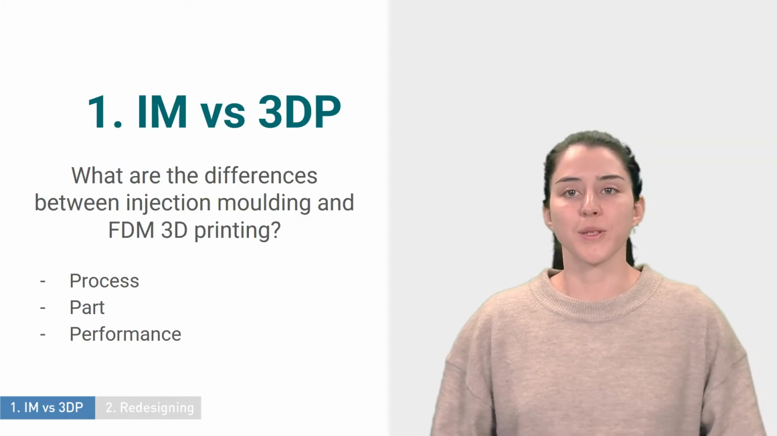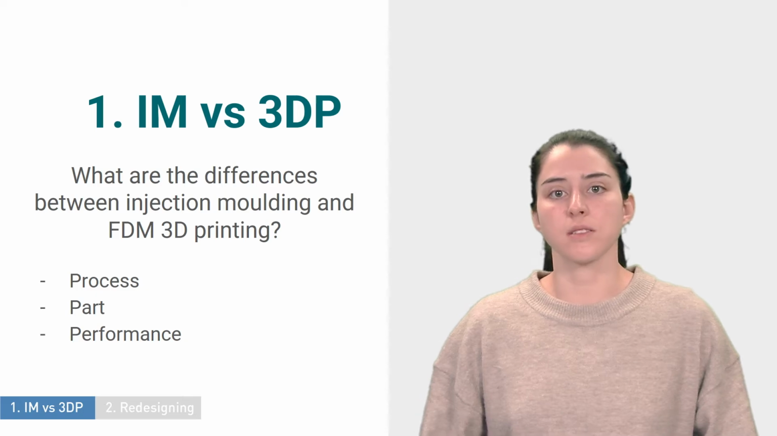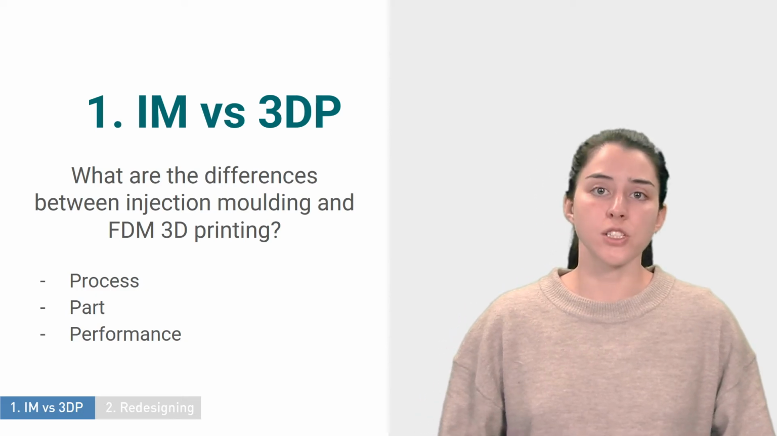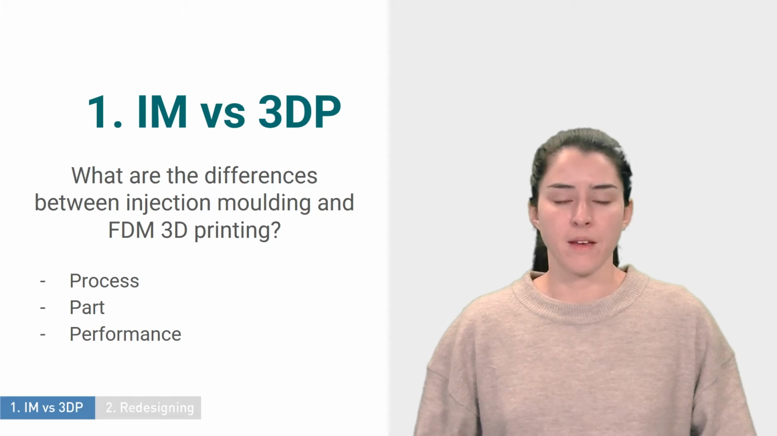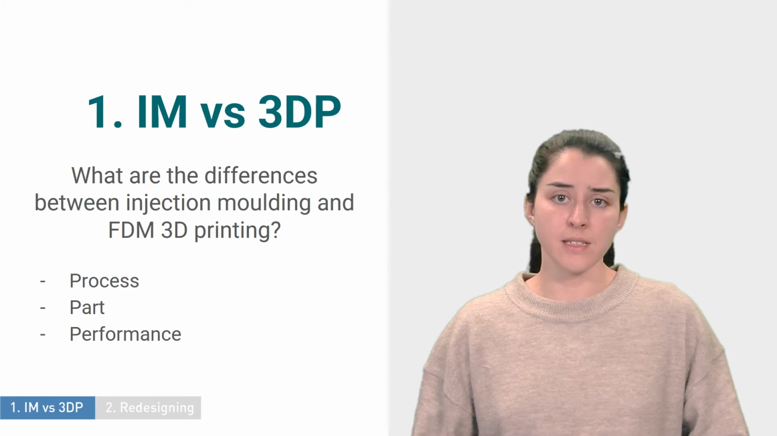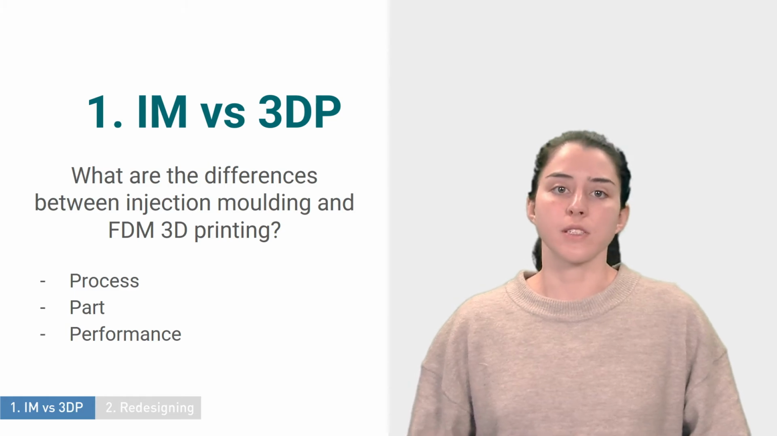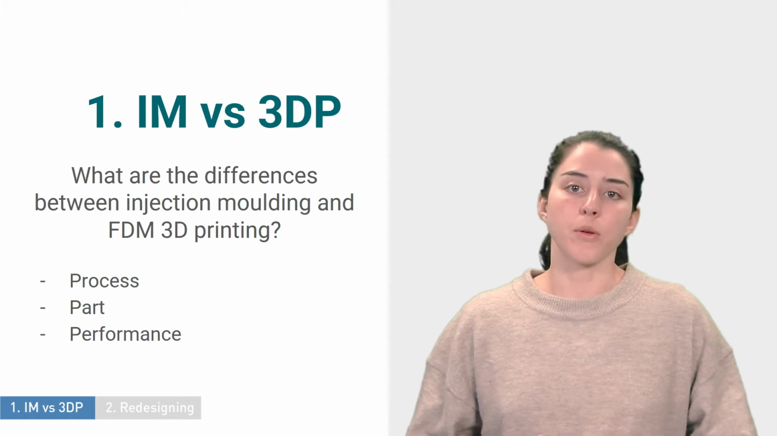So let's compare 3D printing with FDM to the original manufacturing method. As most parts that are considered for 3D printing are injection molded plastic parts, we will use this method for the comparison. So, what are exactly the differences between injection molding and 3D printing? We will study these differences by looking at the process, the parts that can be produced, and also the performance of these parts.